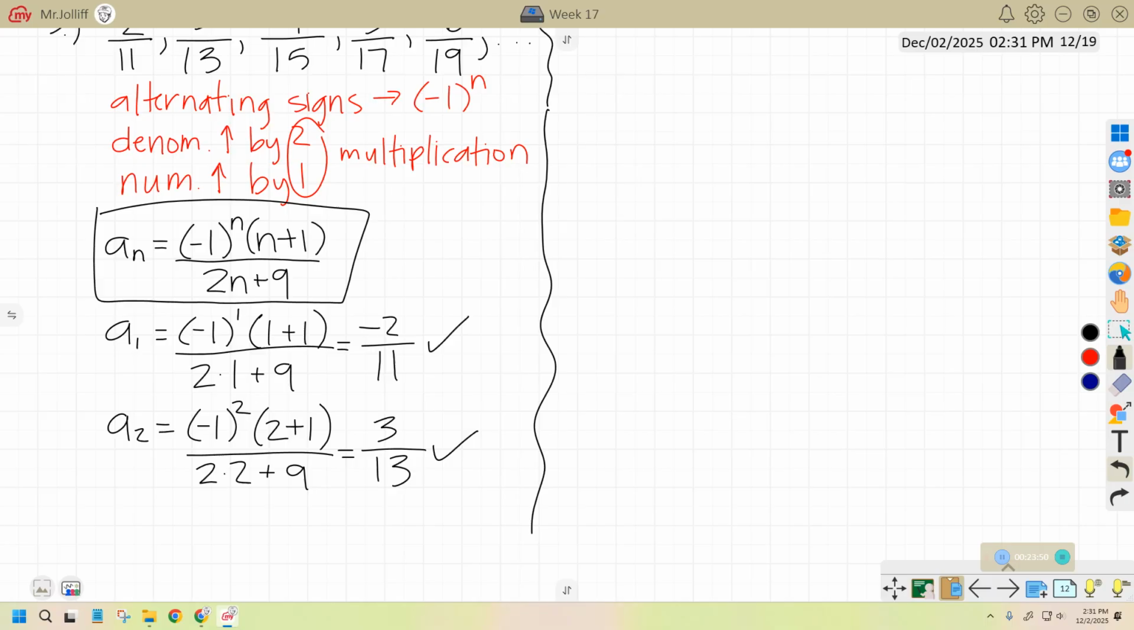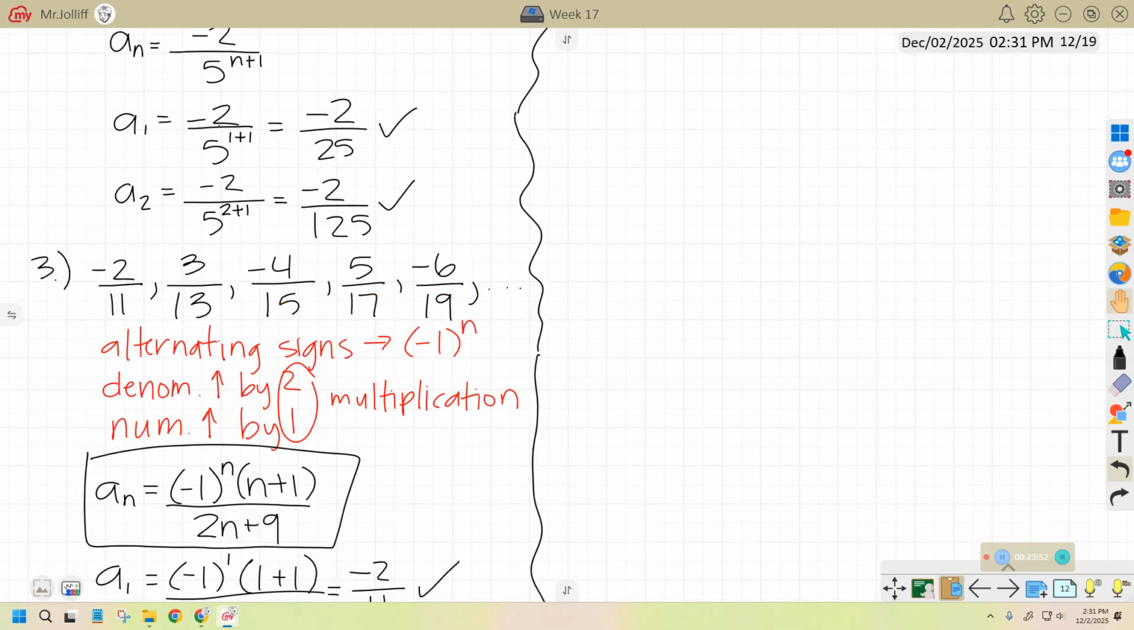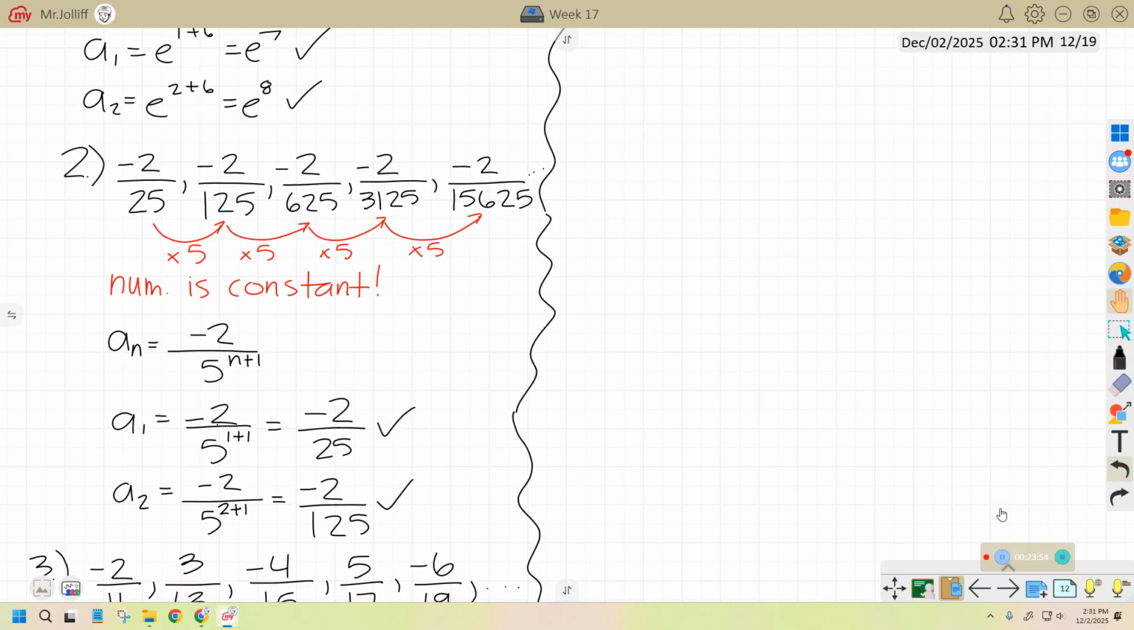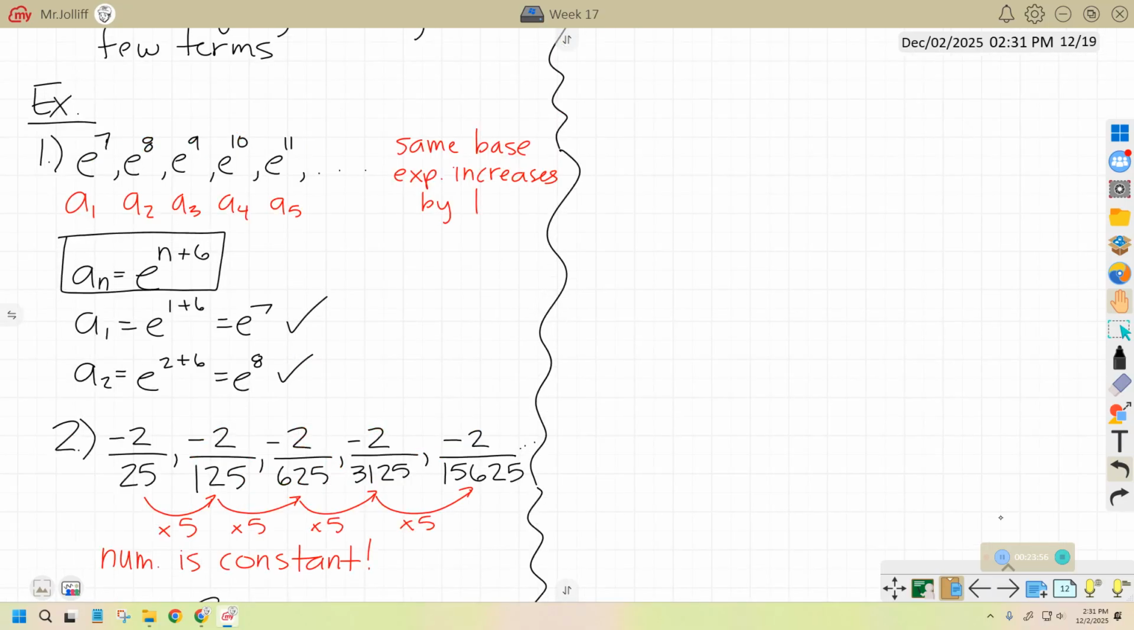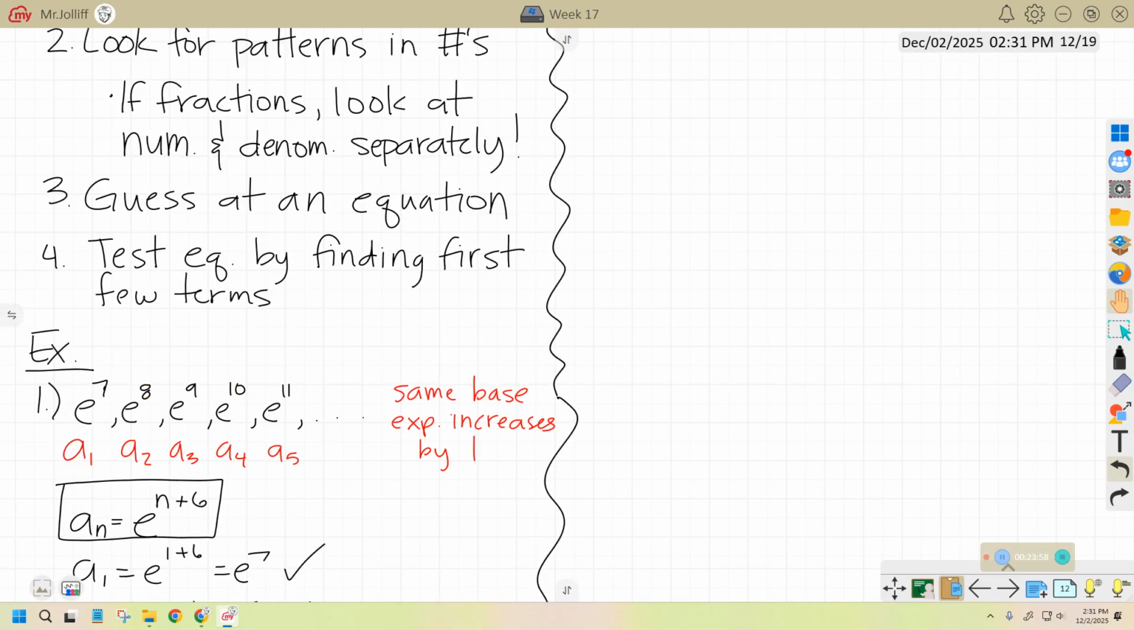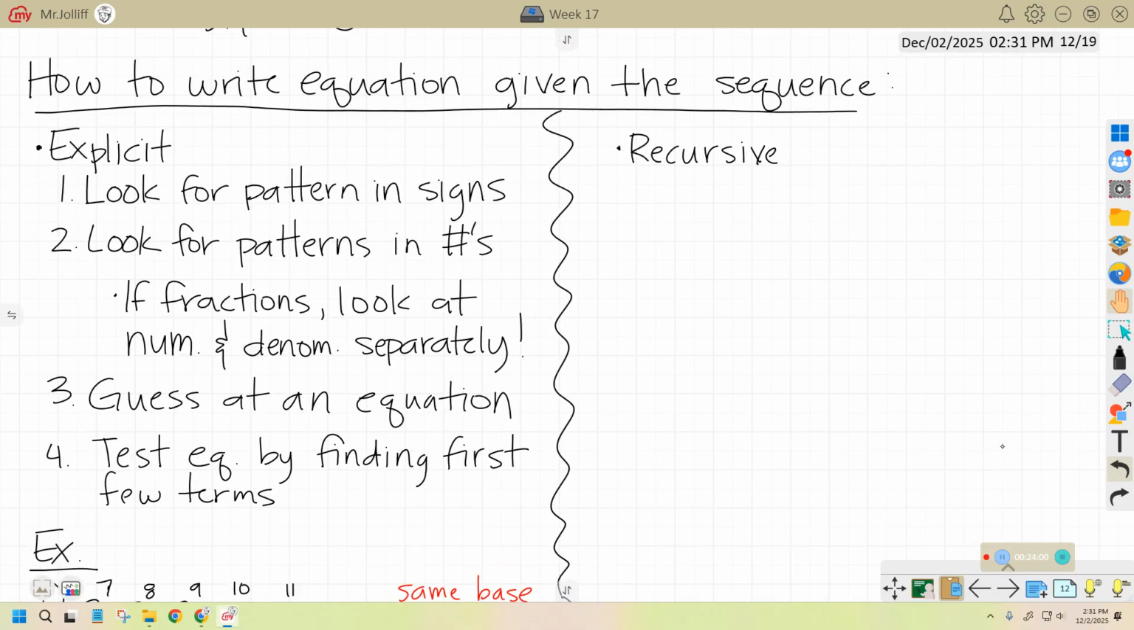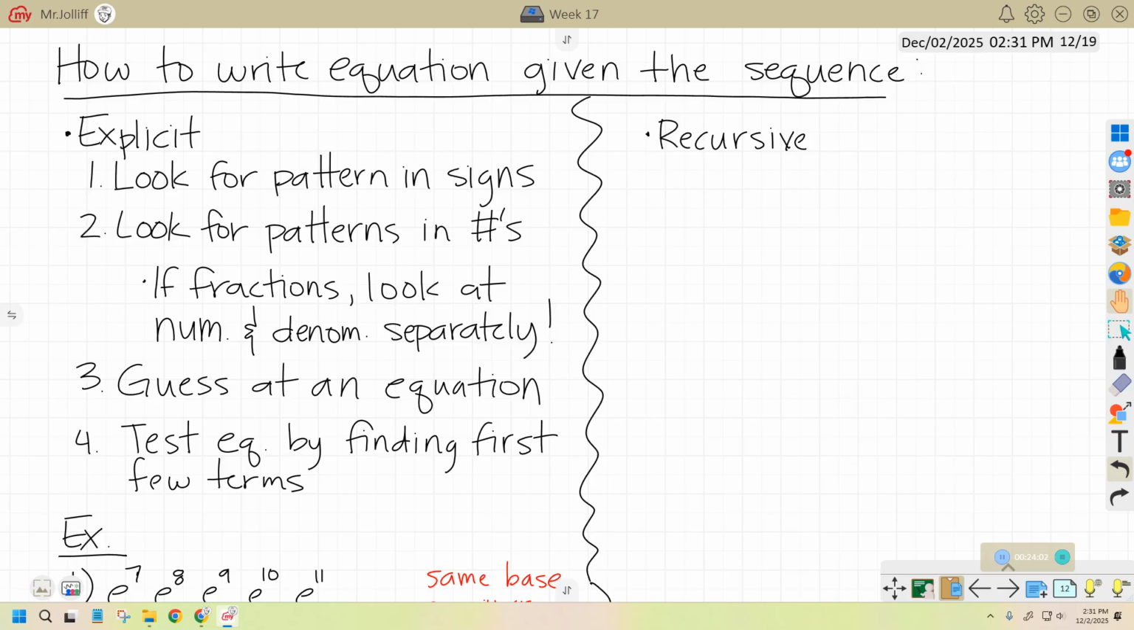Ready? One more for recursive, and then we'll look at factorials, and then we will be done. All the way back up here. Recursive is trickier. It was easier to evaluate. It's harder to predict the equations. This is a lot of guess and check here.